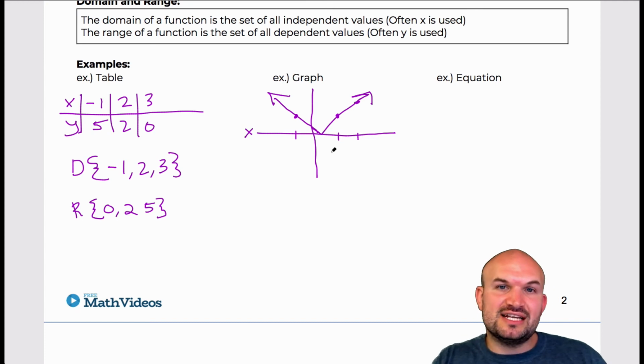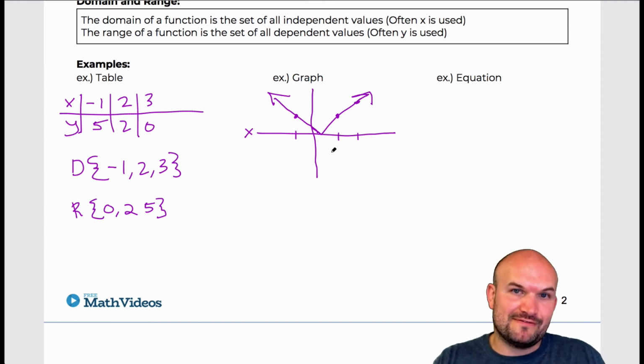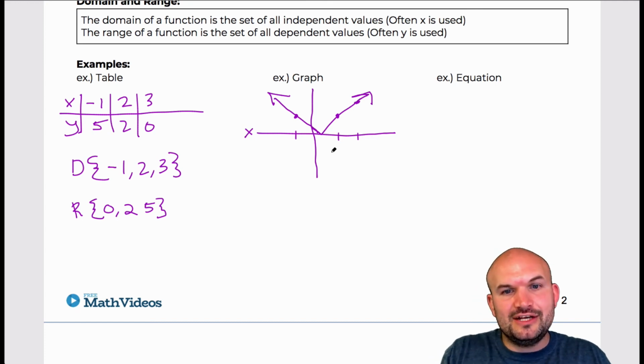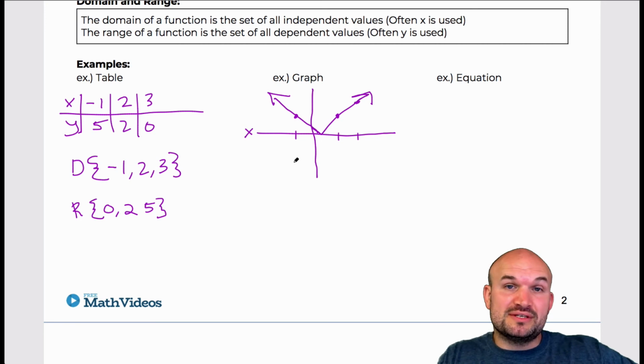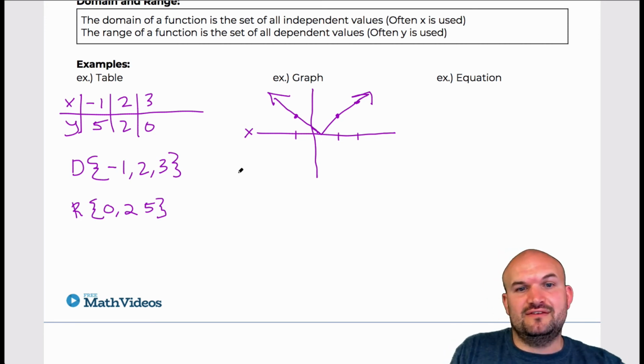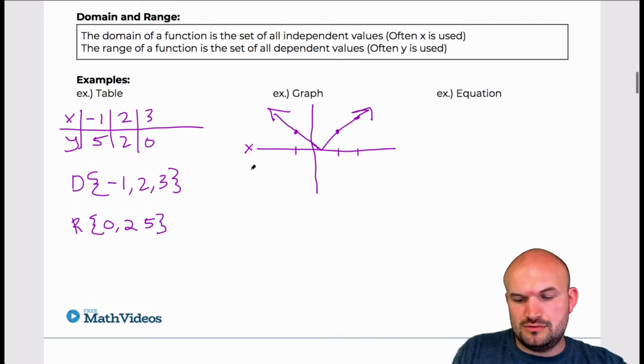So I can say, let's figure out how far left the graph goes to how far right it goes. And you can see as this graph expands to the left, it's going to keep on going. It's not really going to stop. So we can say that the graph going to the left is approaching negative infinity. So I'd write my domain.